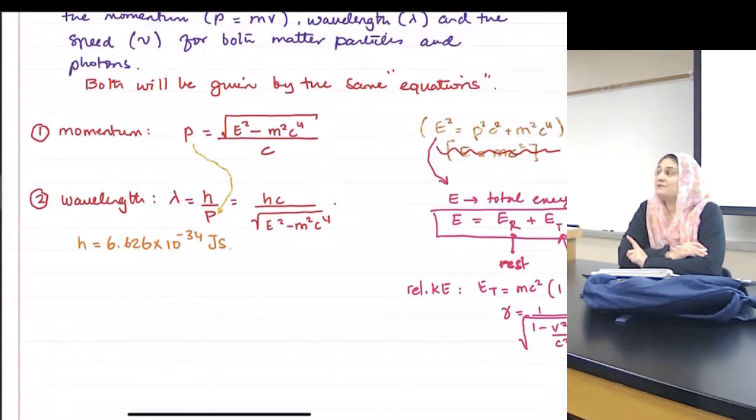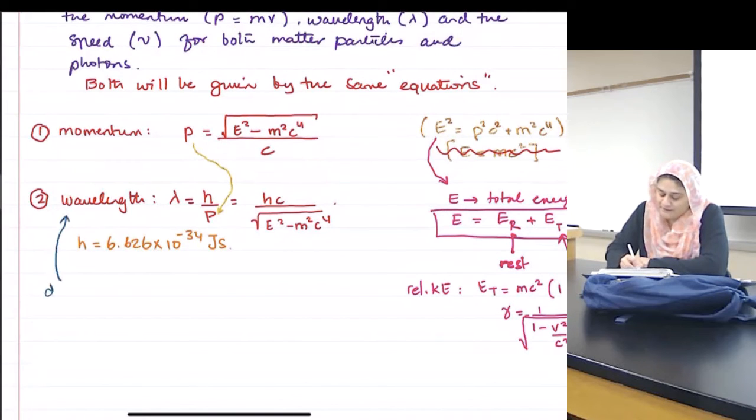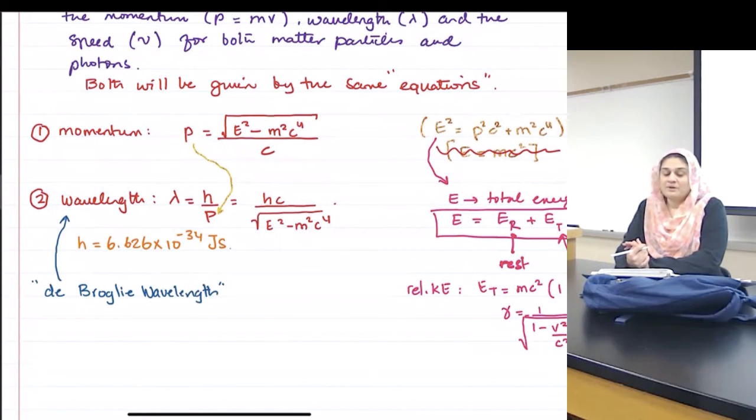Now there's a special name for this wavelength called the de Broglie wavelength. What is a de Broglie wavelength? It is a special name that is given to the wavelength of an electron. Electron is a matter particle, right? And it has a wavelength? And that wavelength is called the de Broglie wavelength.